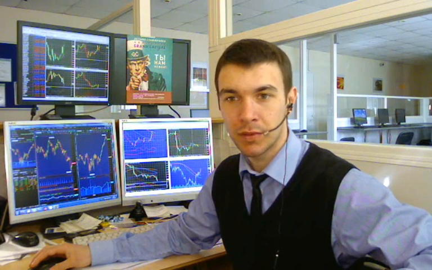Euro bulls need to force the break above 1.3145 in order to lift the tone, but overhead resistance at 1.3216 provides the limit for corrective upside scope. Weekly chart of euro and US dollar trend is range.